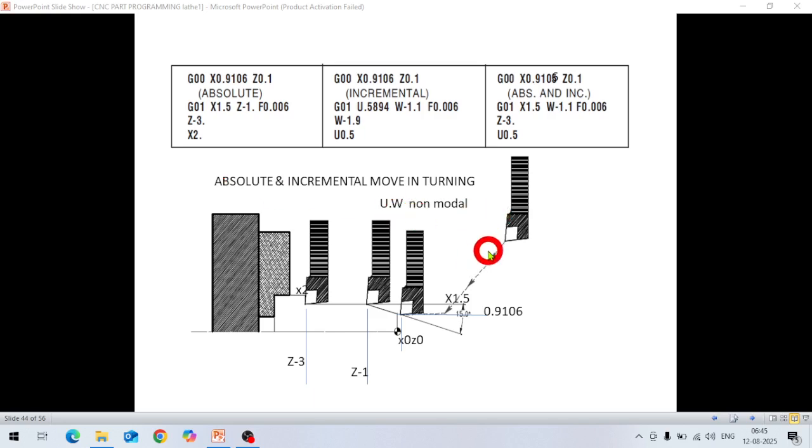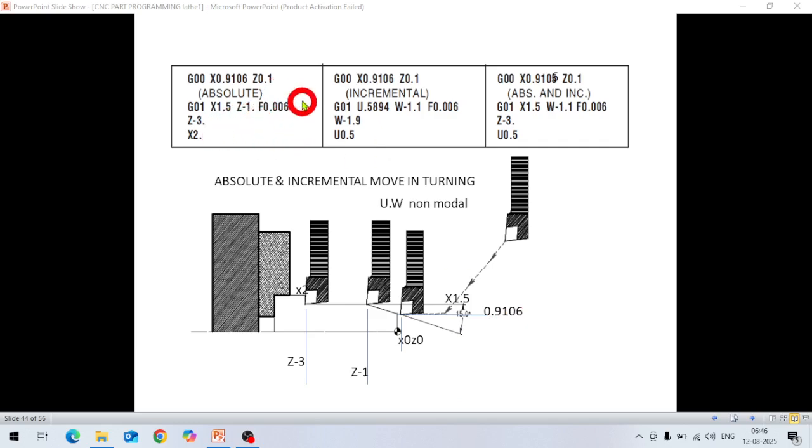Okay, so this is a profile here, turning. The diameter is 2 inches, and here this is our part coordinate system X0 Z0. So this depth is Z minus 1 here in Z axis, and this point is at minus 3. And this X2 is diameter 2 inches, here it is 1.5 inch, and at the starting point this diameter is 0.9106 inches.